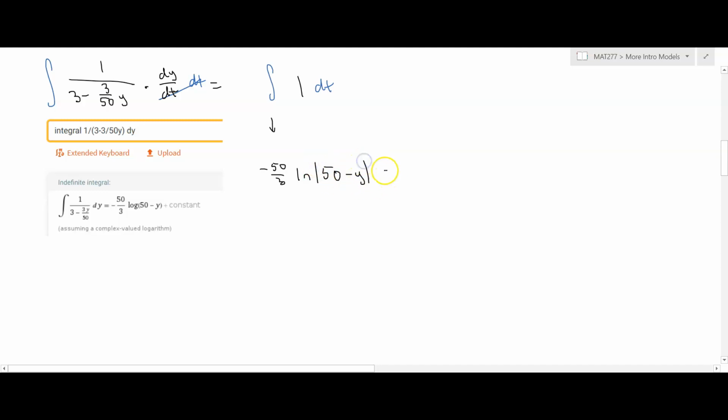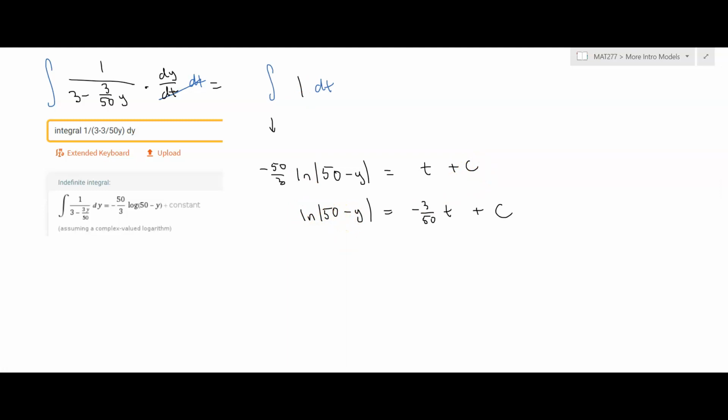50 minus y equals, and the integral of 1 is t plus c. So now we can isolate y, so we're going to multiply both sides by negative 3/50ths. And the thing to remember is that when we do that, we multiply both terms by the negative 3/50ths. But when you multiply an arbitrary constant by a constant, it remains an arbitrary constant. So I'm just going to use c. If you want to use c1, you're welcome to.